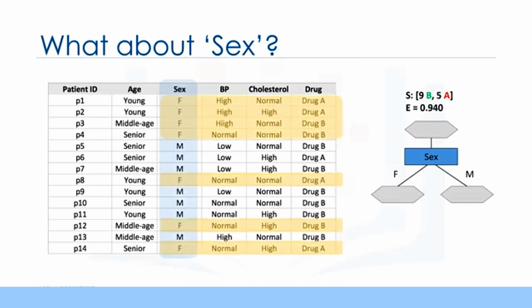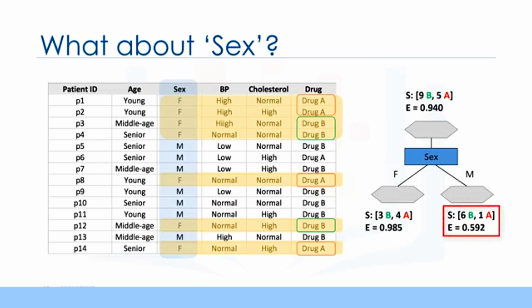As you can see, when we use the sex attribute to split the data, when its value is female, we have 3 patients that responded to drug B and 4 patients that responded to drug A. The entropy for this node is 0.98, which is not very promising. However, on the other side of the branch, when the value of the sex attribute is male, the result is more pure, with 6 for drug B and only 1 for drug A. The entropy for this group is 0.59.